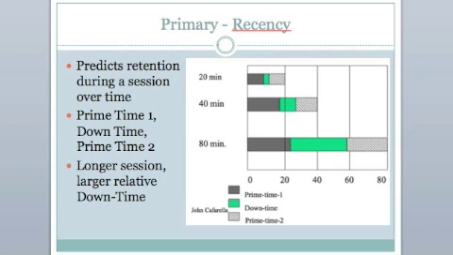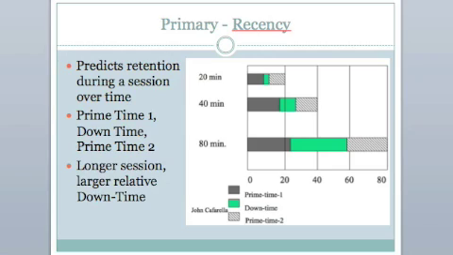More recently, we've developed what's called the primary recency effect, or the serial position effect. Essentially, it predicts the retention during a session will be broken into three distinct groups: the first prime time, the downtime, and the second prime time. The first prime time is best for retaining information. The second prime time is good, though not as good as the first prime time. And the downtime is noticeably worse than any of them.